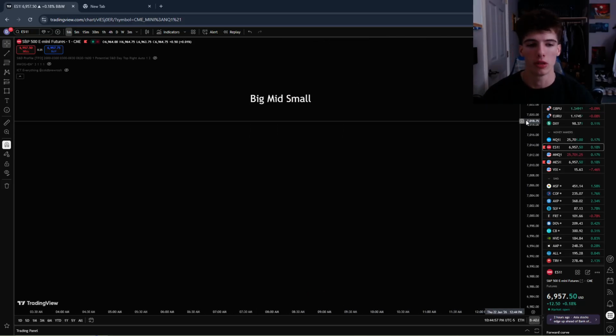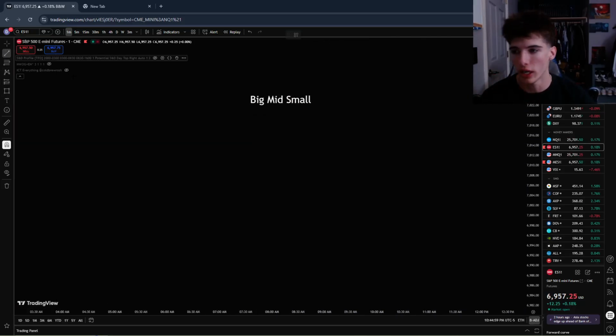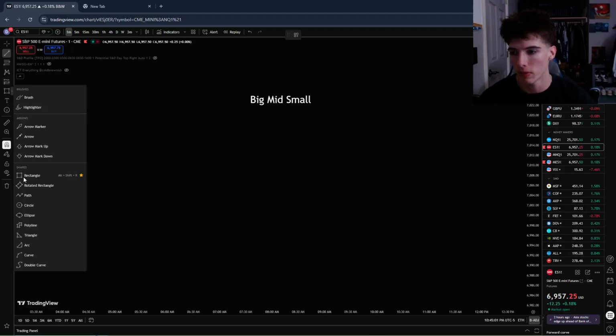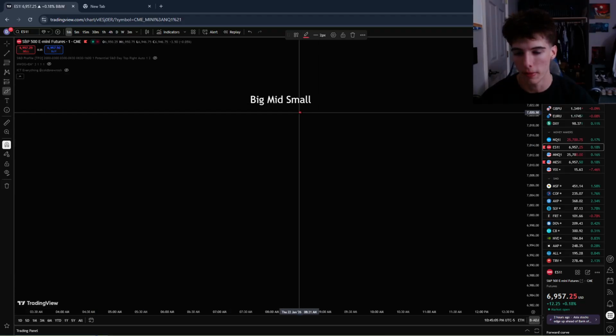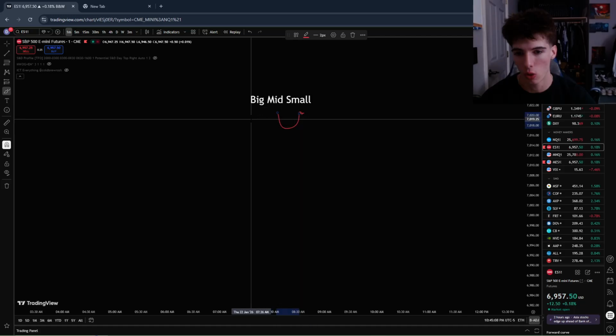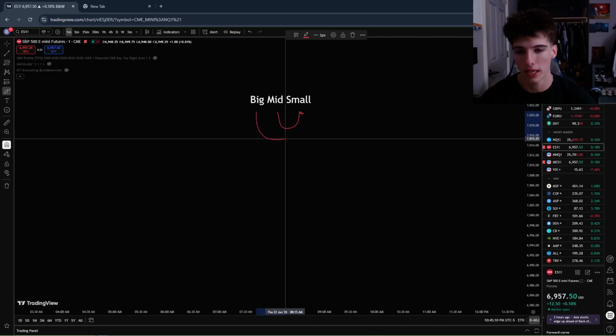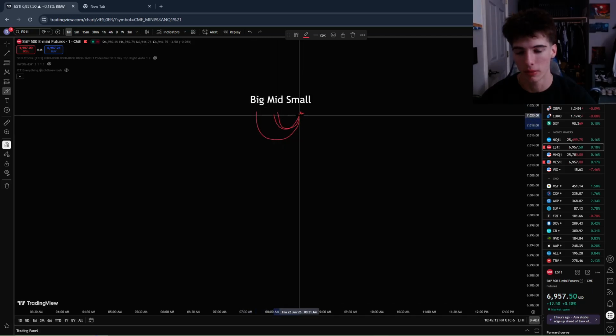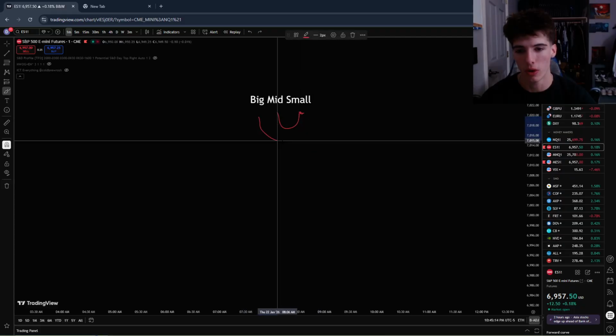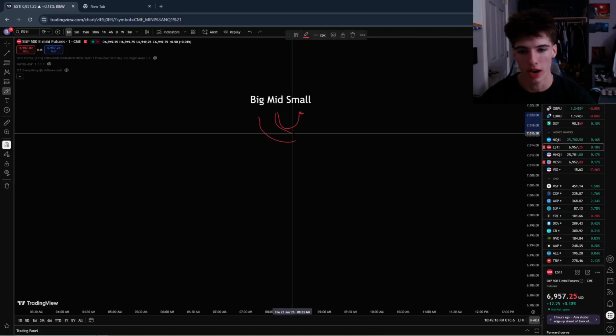So big, mid, and small. If I want to take a trade on the 1 minute, I'm going to need to see either my medium or my big and medium come together, right? So I either need my medium or I need my big and my medium. I don't even know how to draw this, bro.